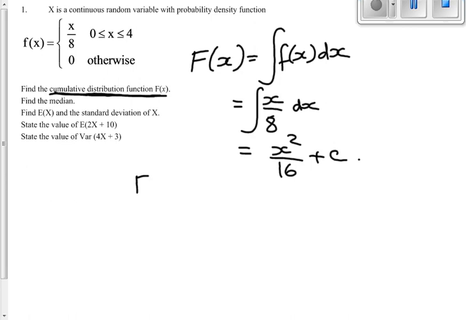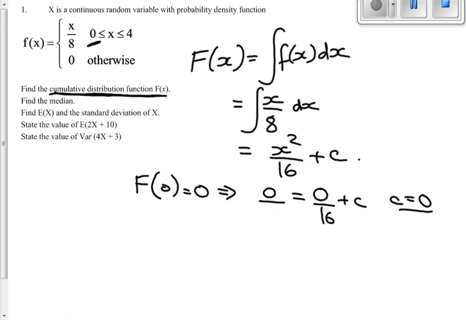Well, what we do know is that at 0 there won't be any probability at all, and so that's telling us that 0 is equal to 0 over 16. Well, c is just 0, isn't it? The easier ones do get that. You can always check, because F of 4 should equal 1. By the time we get to 4, we should have had all the probability.